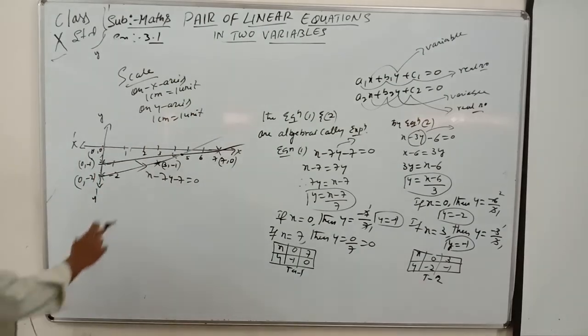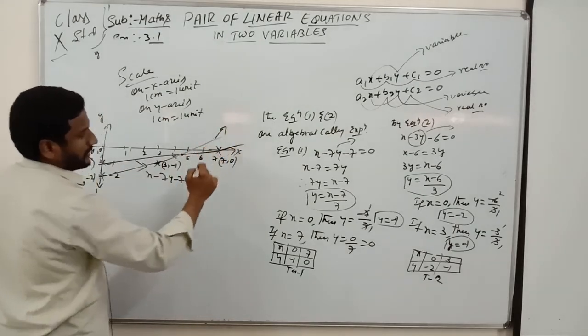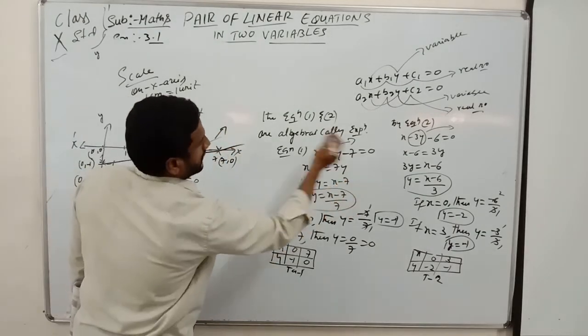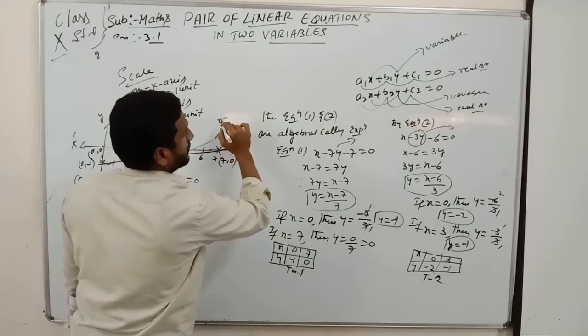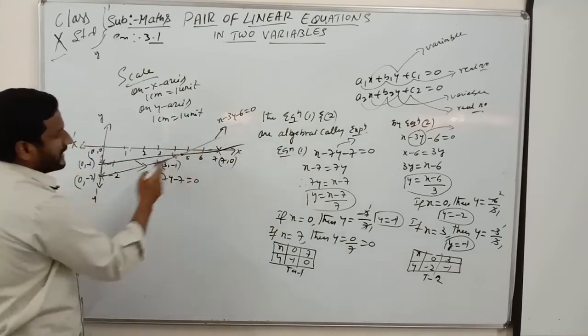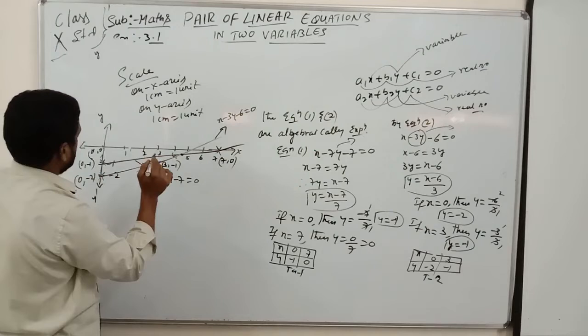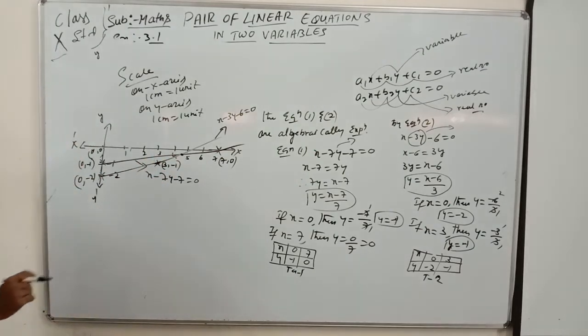This is the first beginning equation, and this is the second equation. What is the second equation? I have written here x minus 3y minus 6 is equal to 0. The second equation is a straight line, and this is the first equation's straight line. They are intersecting at a point. So this is the first problem.